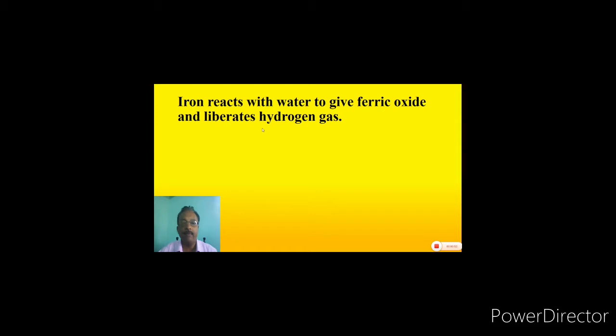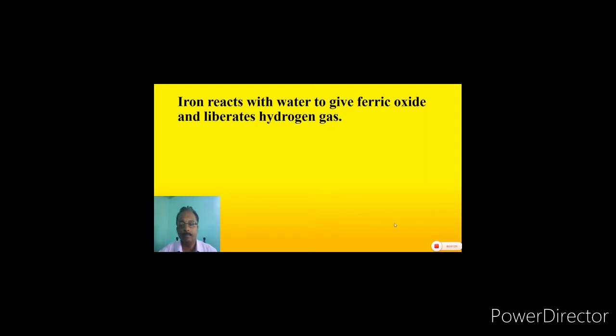So the symbol of iron is Fe. Formula of water is H2O. Formula of ferric oxide is Fe3O4 and formula of hydrogen gas is H2.